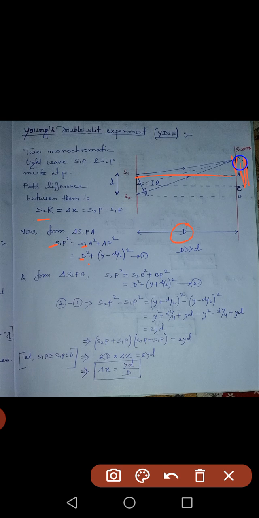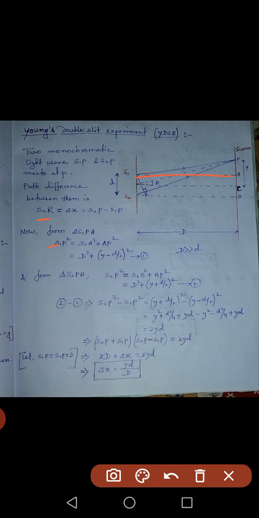So if AP is this part, can we write it like this? AP means can we write y minus AC? See the figure, y minus AC. Now this AC means this part, half of the slit separation. The separation between the two slits is small d, so half of it will be d by 2. So AP is nothing but y minus d by 2. You just see the geometry, things will be clear to you. So S1P squared equals D squared plus (y minus d by 2) whole squared. This is given equation number 1.